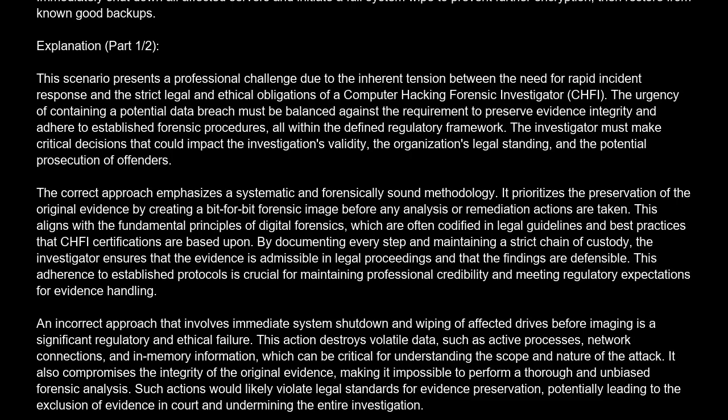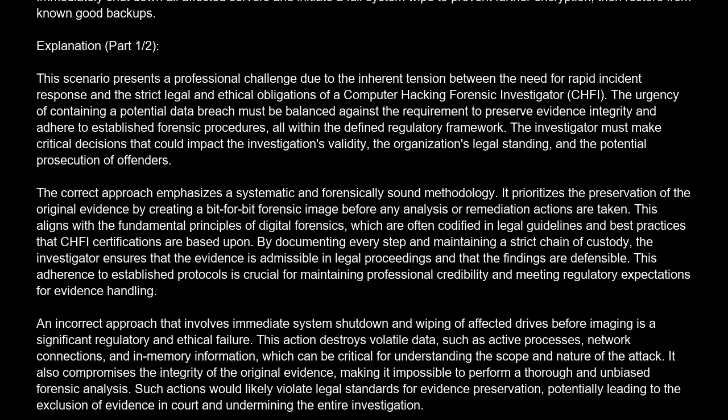The correct answer is B. Immediately shut down all affected servers and initiate a full system wipe to prevent further encryption, then restore from known good backups. Explanation. This scenario presents a professional challenge due to the inherent tension between the need for rapid incident response and the strict legal and ethical obligations of a computer hacking forensic investigator, CHFI. The urgency of containing a potential data breach must be balanced against the requirement to preserve evidence integrity and adhere to established forensic procedures, all within the defined regulatory framework.